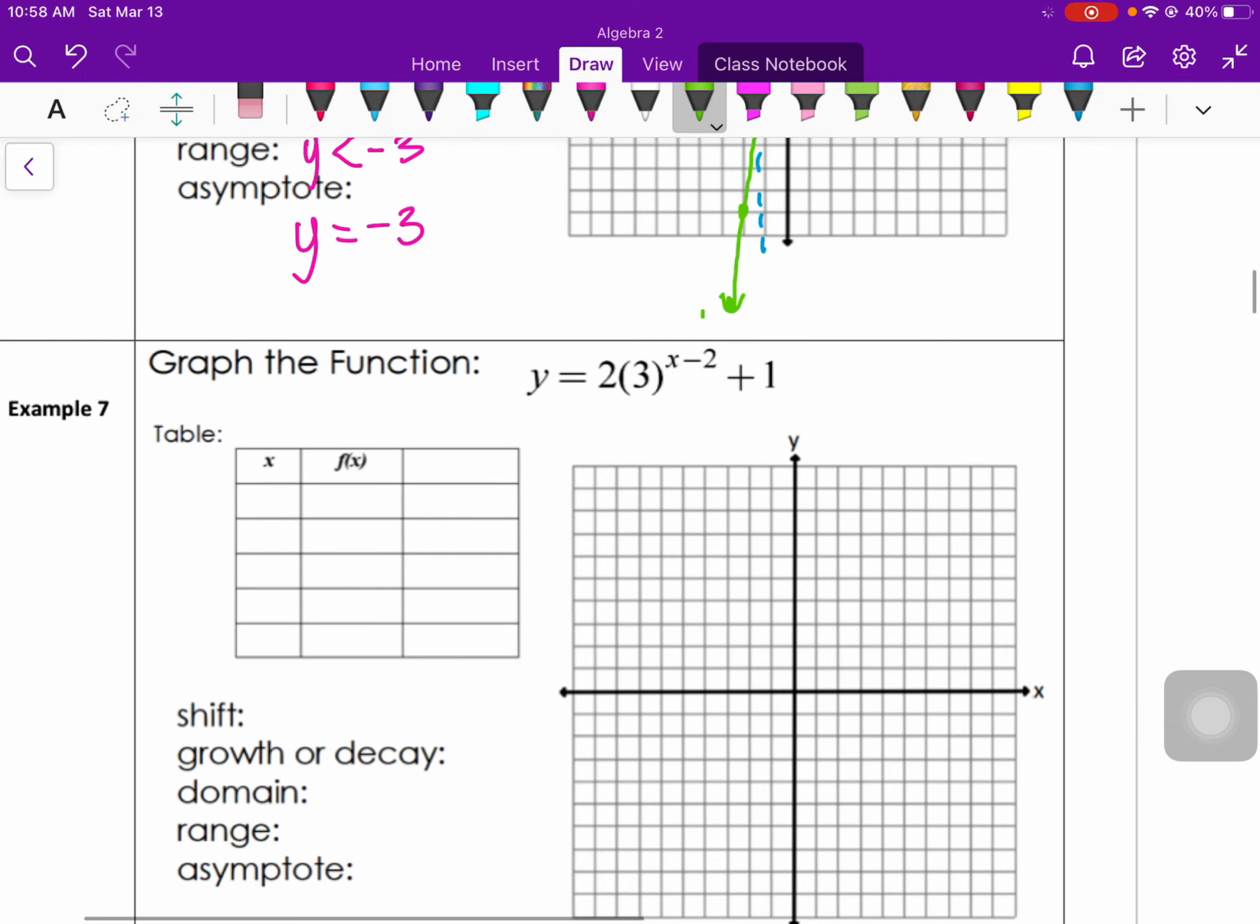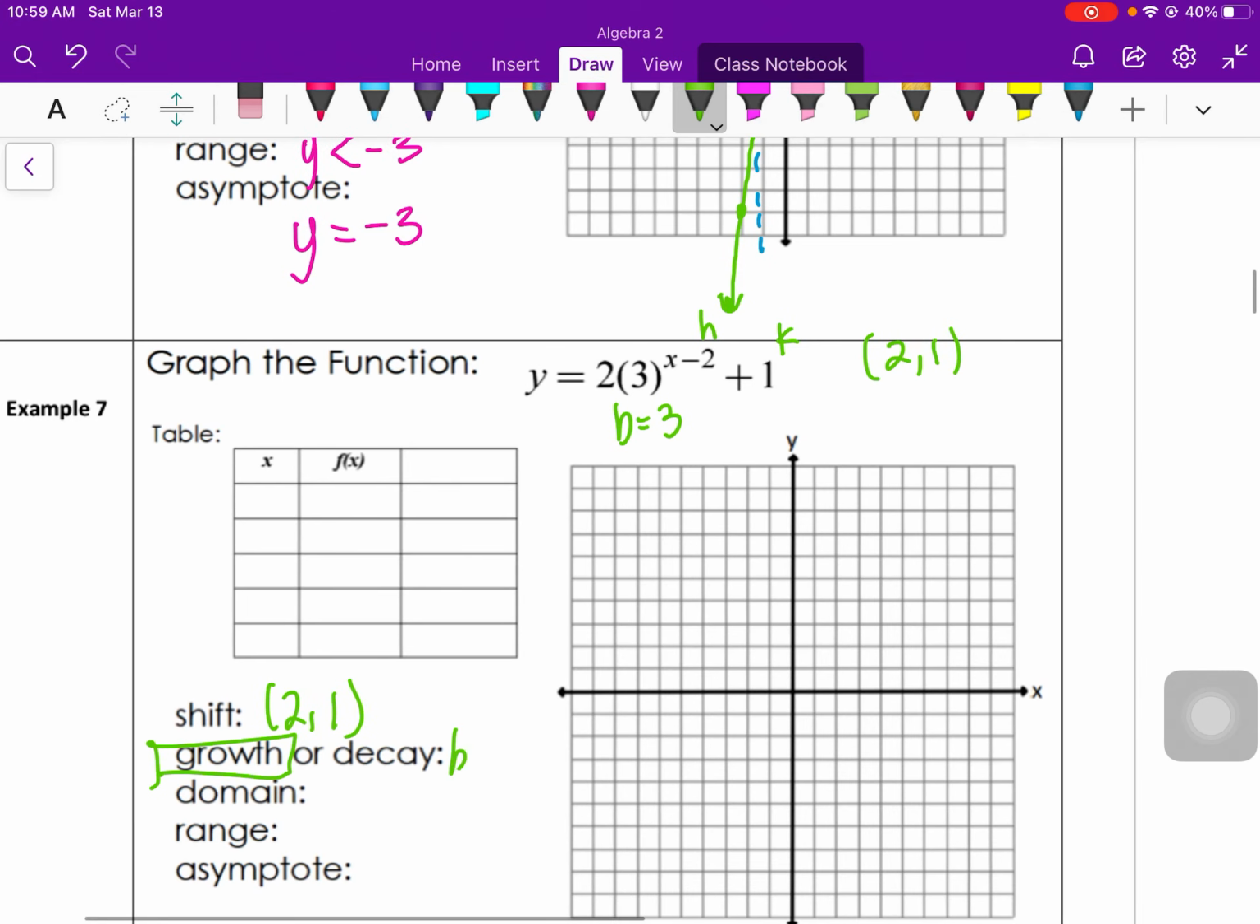Wonderful. So I've got an h, it's a minus, so we're going to take that 2 for face value, and I've got a k, so my (h, k) is going to be (+2, +1). That is my shift. My base is equal to 3, which is greater than 1. So this is a growth because b equals 3. It's going to get bigger and bigger. Okay, now we can plug this in and see what happens.